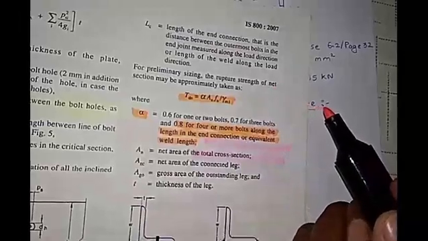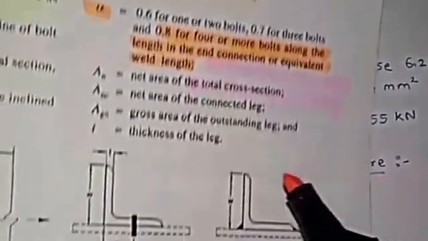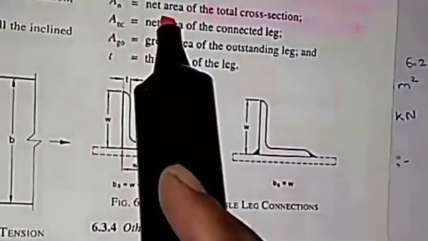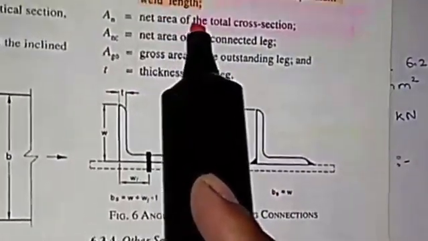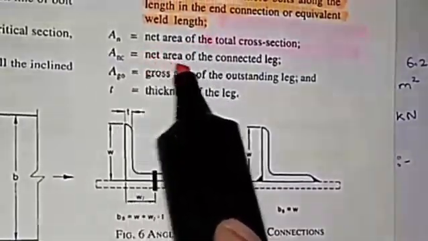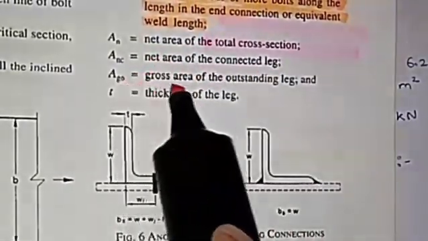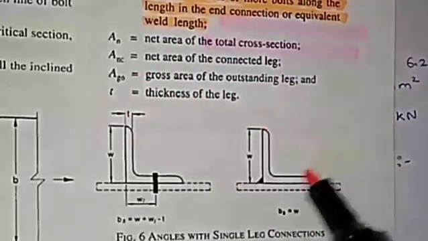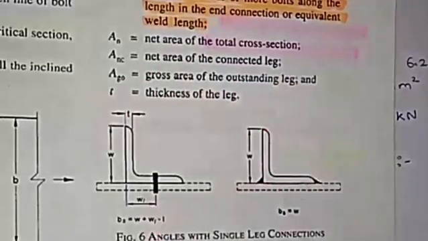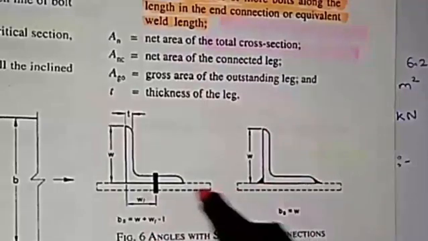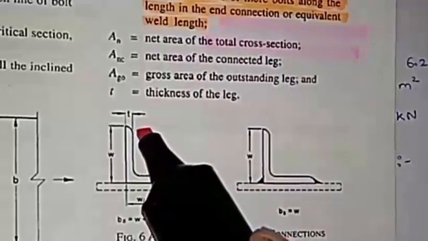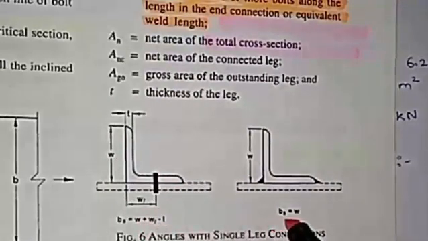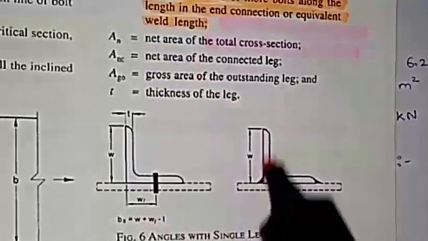So we can even just check what exactly AN means. That is the net area of the connected leg, ANC. AG is the gross area, and T is the thickness of the leg. So this is how this angle with single leg connection has been mentioned. Thickness W is W1, this is BS equals to W.